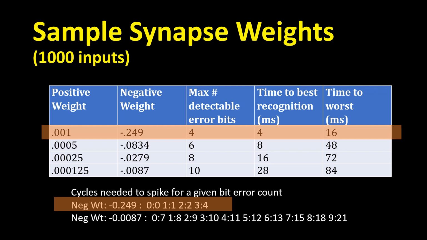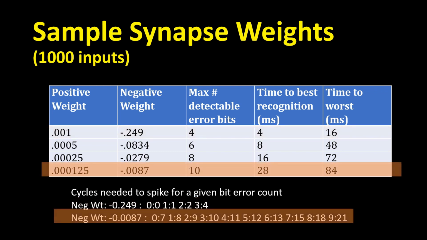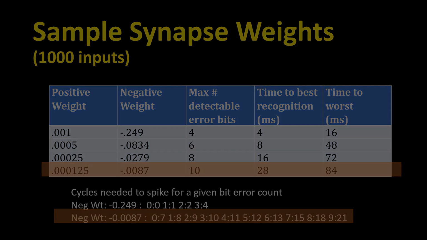Interestingly, if you accept a greater delay in recognizing a perfect match, then you can discern a greater number of different error states. Also, there seems to be a maximum number of discernible states no matter how slowly the system runs. As it seems with all things related to spiking neurons, the more precision you want, the slower the network will run. So if we want to discern 10 different error states, we may have to wait over 80 milliseconds for the result. Further, the synapse weights get so small that noise issues are likely to predominate and prevent the network from functioning accurately.